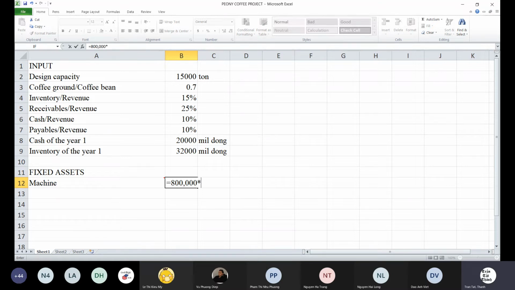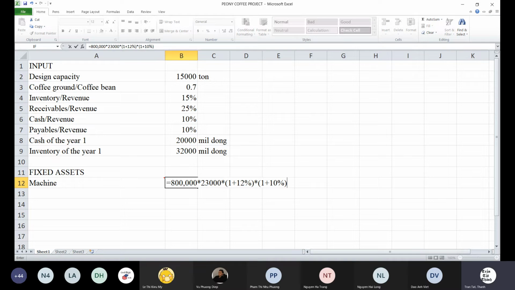Times the exchange rate, which is 73,000 per USD, times 1 plus the machine's 12% import tariff, times 1 plus 10%. Yes, imports 12%, and 10% is the installation cost.